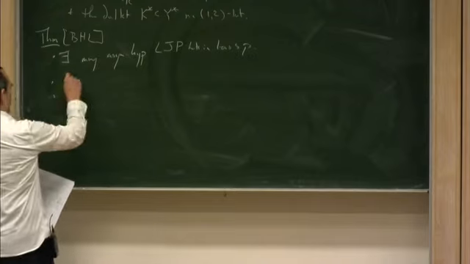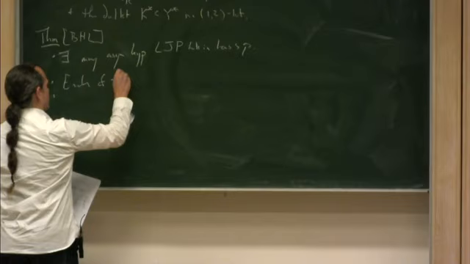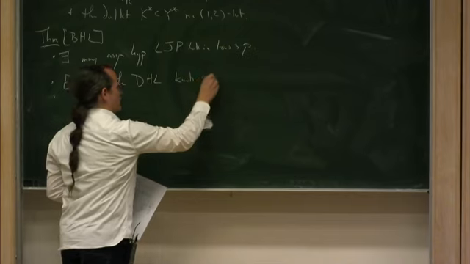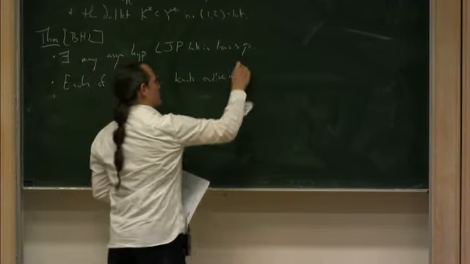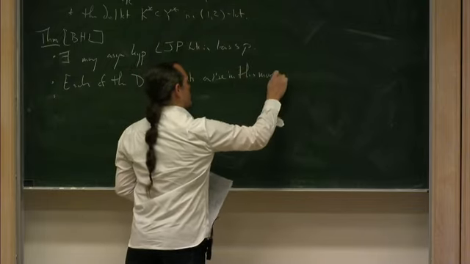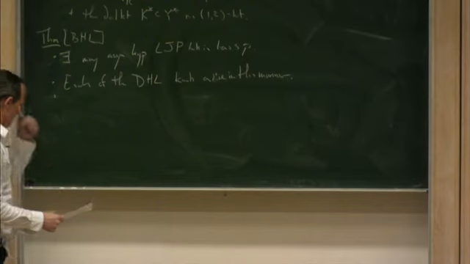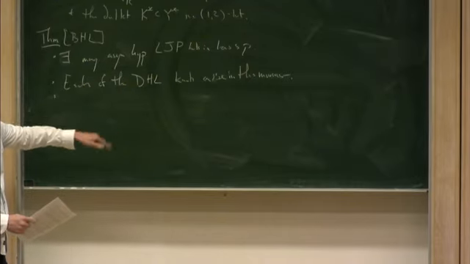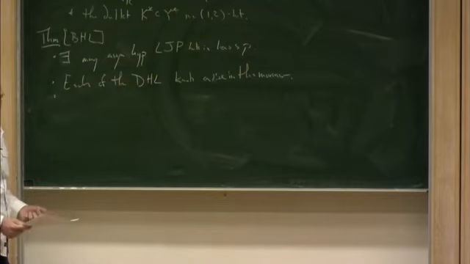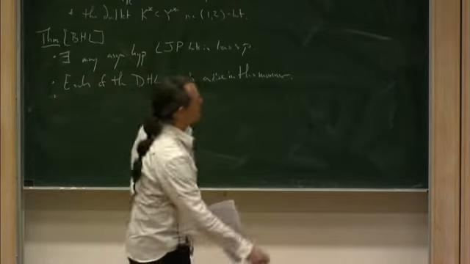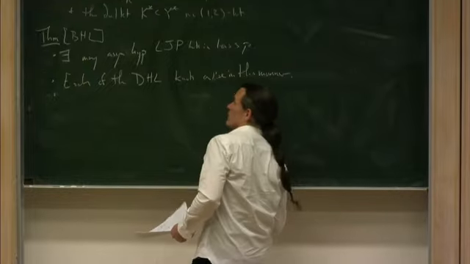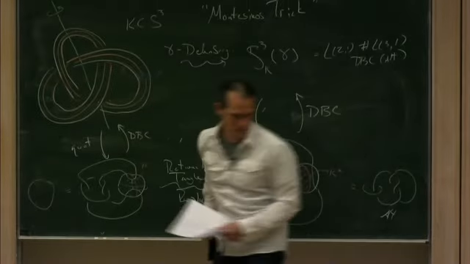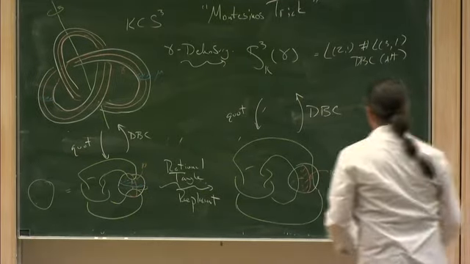And secondly, each of the DHL knots arises in this manner. So for all of the knots that Dunfield-Hoffman-Licata found, we have been able to find longitudinal jointly primitive presentations for them. So let me just give a quick example of one family of these.